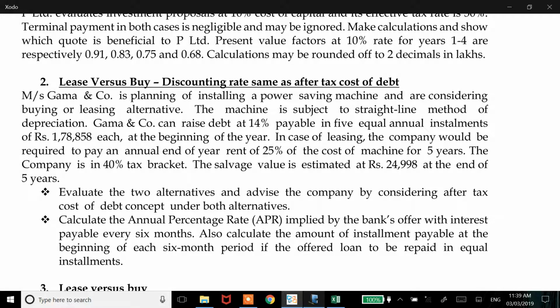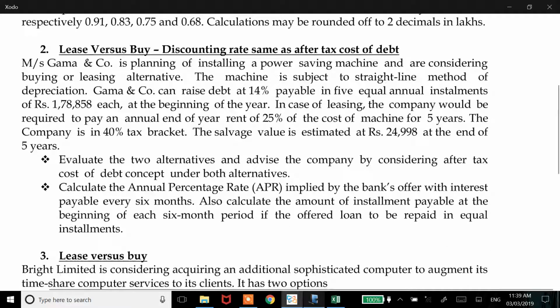Part 2 and part 1 have no linkage. I have added it from some other question. Go through the question.